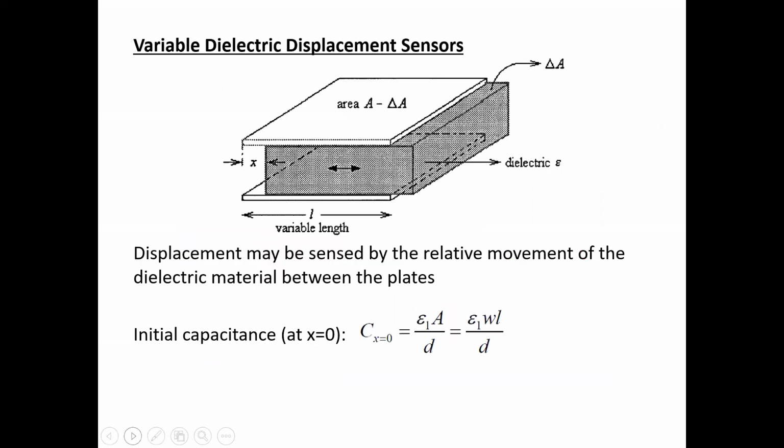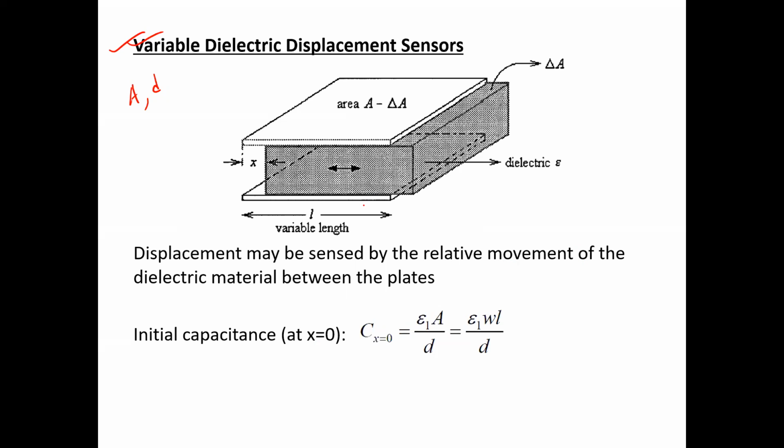Now, lastly, the variable dielectric displacement sensors. Here you can easily say that the overlapping area and the distance between the two plates will be fixed. However, the position of the dielectric material will be changed, and with respect to that, the capacitance will change as well. So the displacement may be done with respect to some change in some physical phenomena.